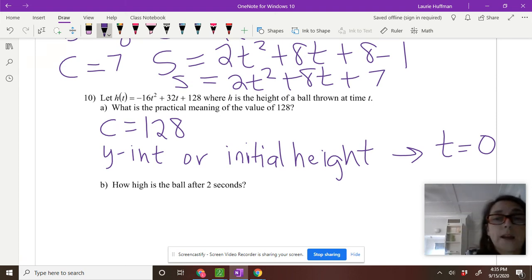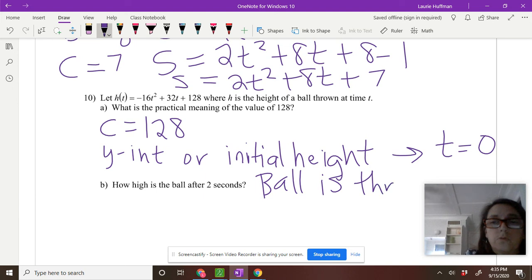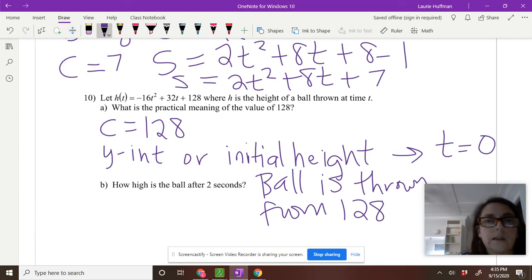Okay, so what is the practical meaning? Is that the ball is thrown from 128. It doesn't say units, so let's go ahead and put it in feet. Okay, so someone is standing 128 feet above the ground, and that's why they threw the ball. So that constant term there is the initial value.